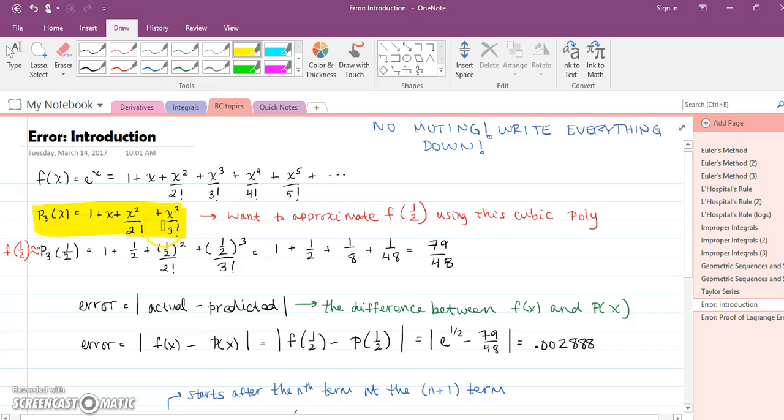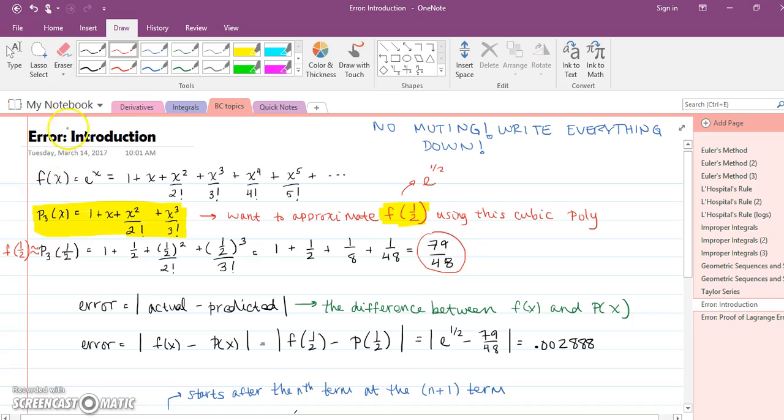Now I want to use my polynomial approximation to approximate something. So let's approximate f of 1/2. Now keep in mind f of 1/2 is really e to the 1/2 because f is e to the x. So I'm going to plug 1/2 into my truncated polynomial and I'm going to get an approximation. So I show the work right here. F of 1/2 is approximately equal to p sub 3 of 1/2. When you do your common denominator work, you get this value right here. So this is equal to p sub 3 of 1/2.